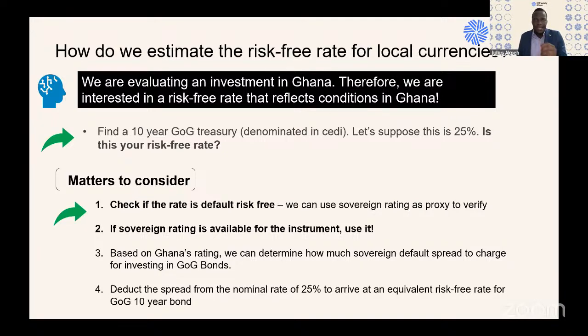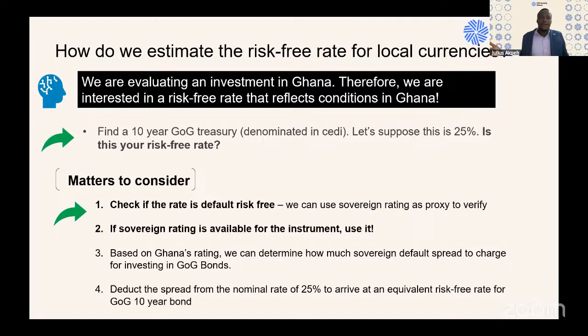Now, in a case where there is no known yield, or we don't know the rate on a bond, either there is no 10-year bond to start with, or there are 10-year bonds but we don't even know the yield. Just think about this situation where we find ourselves in Ghana, where recently the government instruments the Ministry of Finance has been issuing have just been treasury bills.